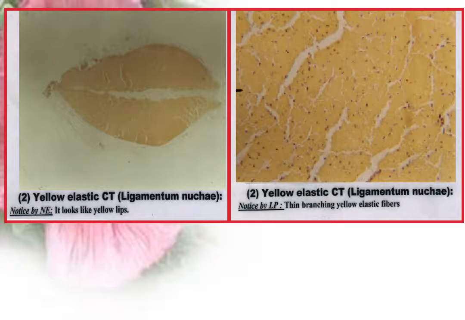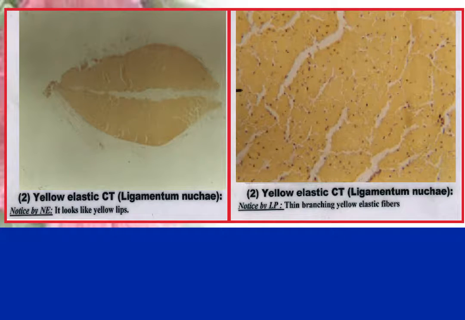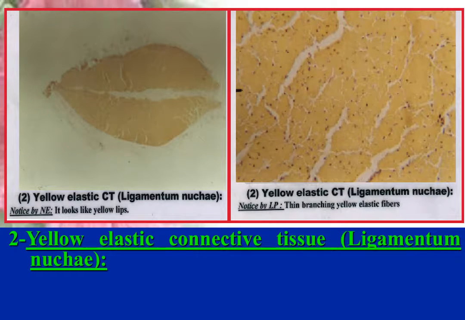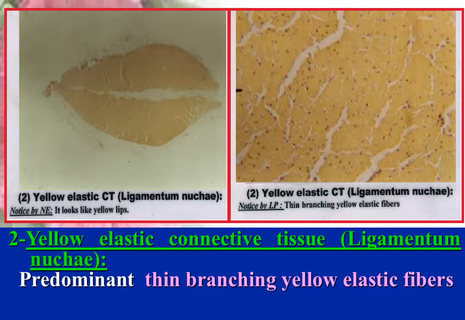Yellow elastic connective tissue, an example of dense regular connective tissue, composed of predominantly thin branching yellow elastic fibers and fibrocytes in a little amount of ground substance. An example: section of ligamentum nuchae.